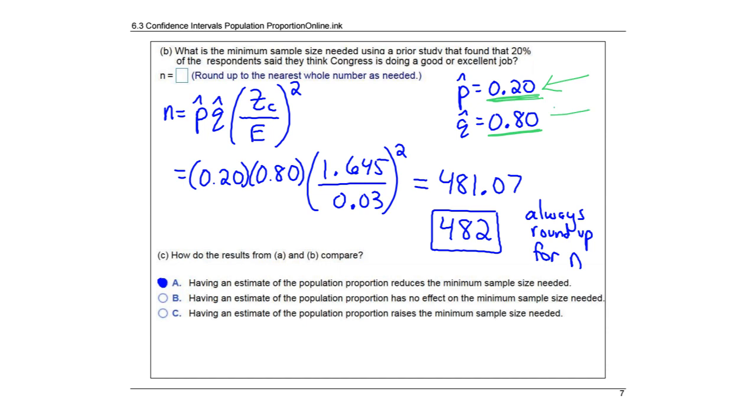So now we have everything we need. We're going to put p hat in here for 0.20. We're going to put q hat 0.80 here. We're going to put our z of c in here, 1.645.